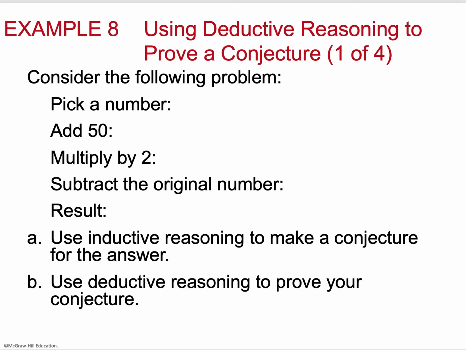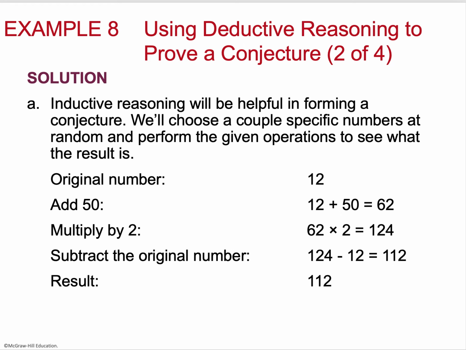So here's another example. If I want to consider the problem, I'm going to pick a number, add 50, multiply by 2, subtract the original number. I want to use inductive reasoning to make a conjecture, which means I need to try it out 2 or 3 times. And then I want to use deductive reasoning to prove my conjecture. And when I'm doing that proving of a conjecture, you definitely want to be able to do that utilizing a variable.